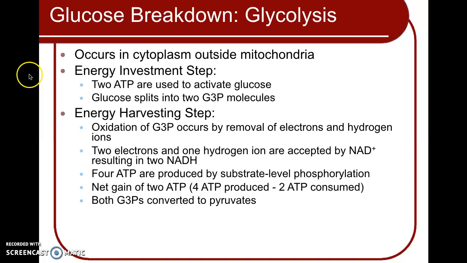The energy harvesting step is the oxidation of the G3P molecule. This occurs by removing the electrons and the hydrogen ions. So 2 electrons and 1 hydrogen ion are accepted by the NAD+, resulting in 2 NADHs. 4 ATP are produced by this substrate level phosphorylation. And there's a net gain, because there were 4 total produced and we used 2 to start it. There is a net gain of 2 ATP per glucose molecule. Both of the G3Ps are now what we call pyruvates.